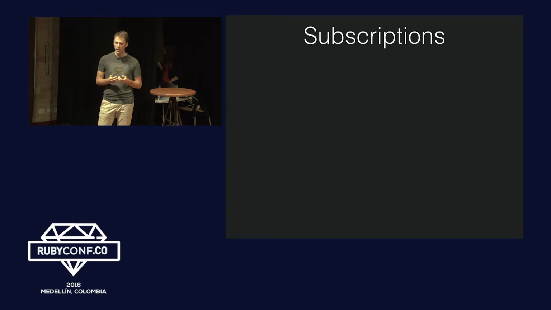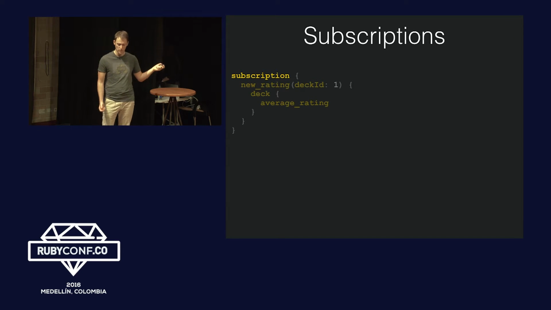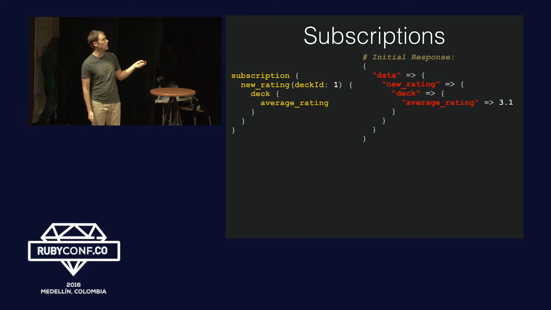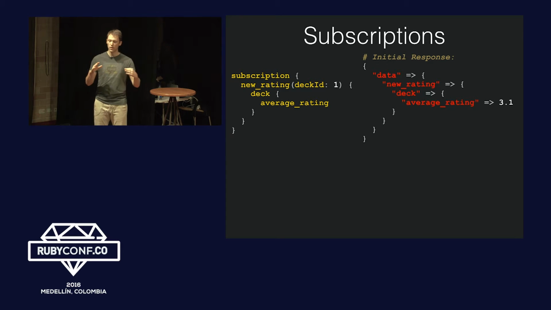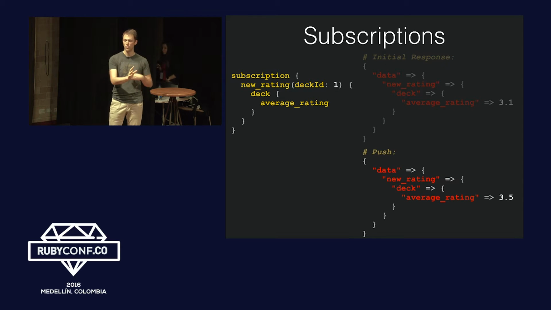GraphQL has a construct for that called subscriptions. Here's a subscription query. You can see it looks like GraphQL, but it has this special word, subscription. This says, unlike a normal query, it has a special behavior. The first time you send it, we get an initial response. Here's data, new rating, deck, and you can see the initial value for that field here. But later, we should keep listening, and if the value changes, we should send a new payload. We execute the same query again, and we send the same data.